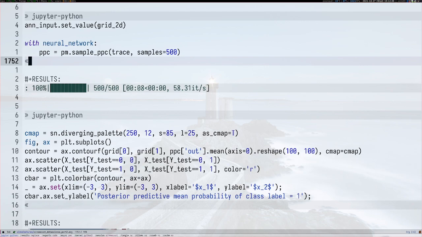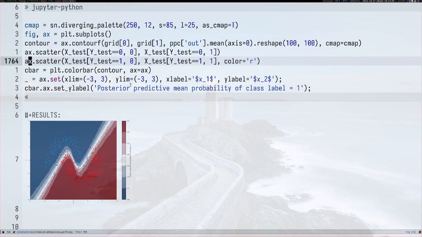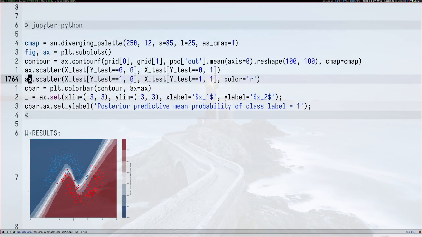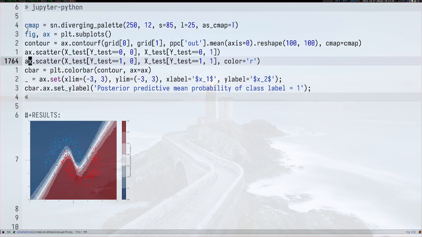-3 to 3 for both x1 and x2. So the input we set to this grid. Then here we're going to sample, so we sample from the trace. I've already done this, so we don't need to wait here. So it samples. And now we're going to plot using a color map, a cmap.